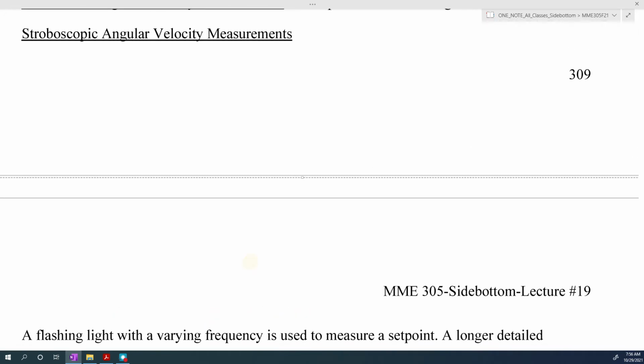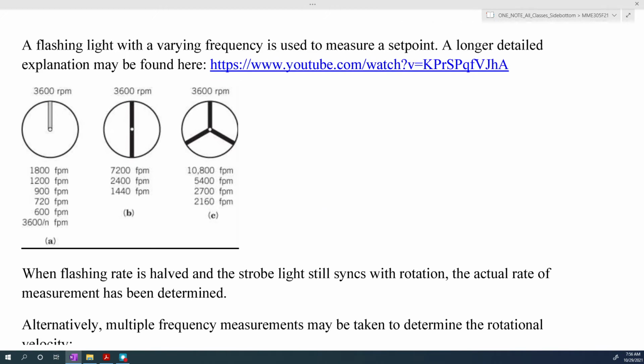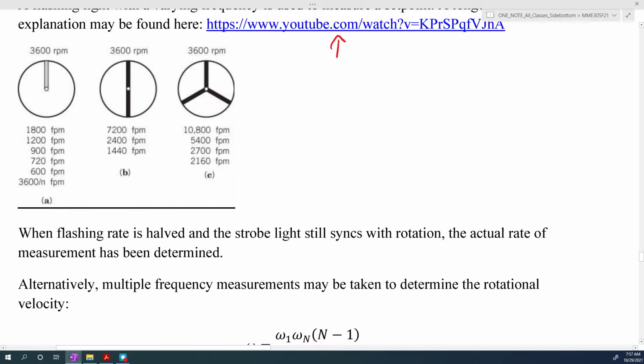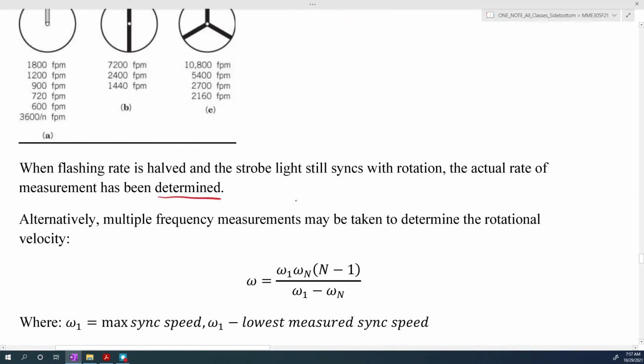So stroboscopic angular velocity measurements are pretty neat. They use a flashing light with a varying frequency to measure a set point, and a longer detailed description can be seen in this YouTube video. But basically, when the frequency of that flashing light is halved and the strobe light still syncs with the rotation, the actual rate of rotation has been determined. We can also use multiple frequency measurements to determine the rotational velocity.